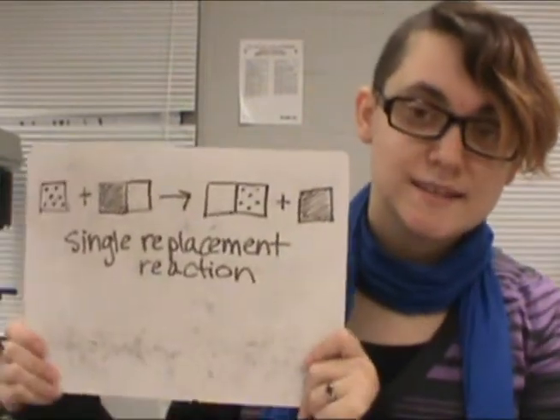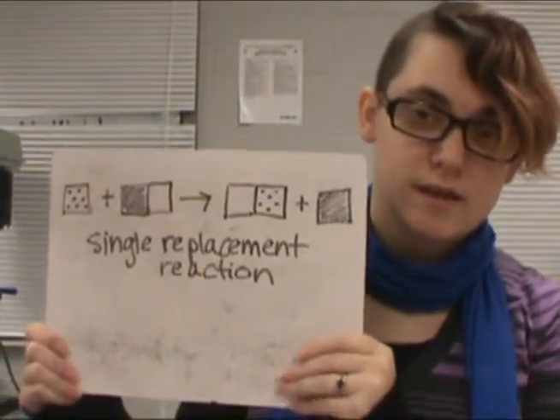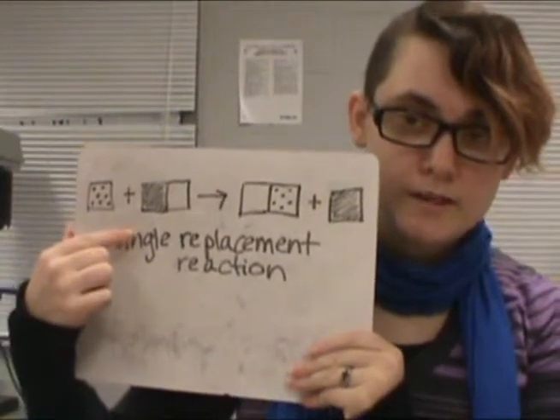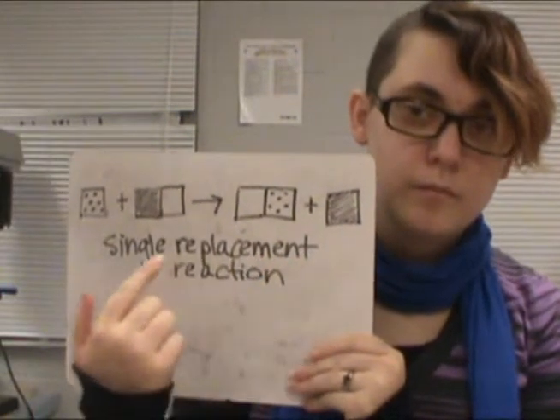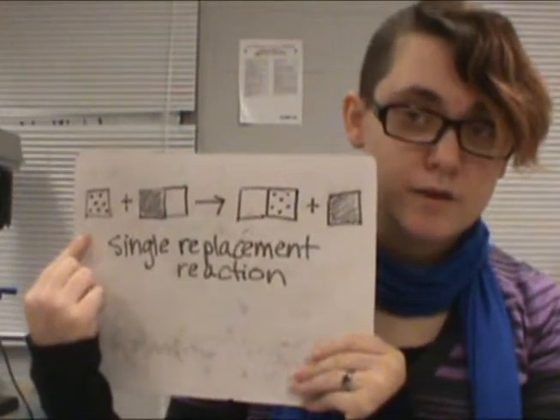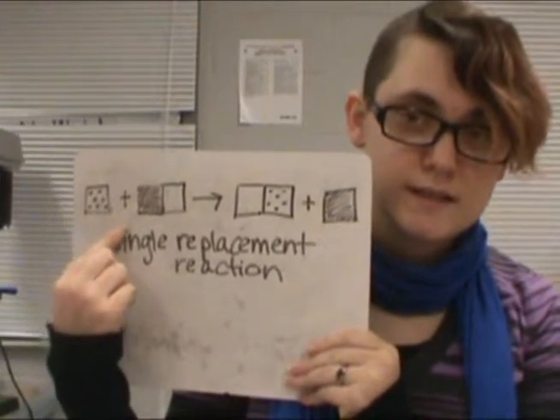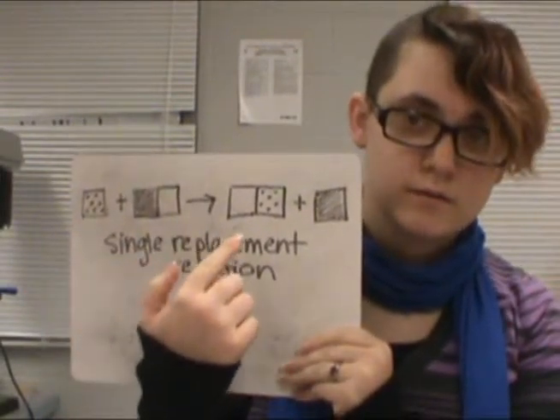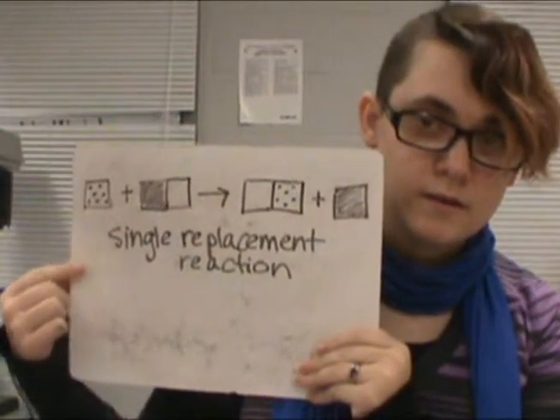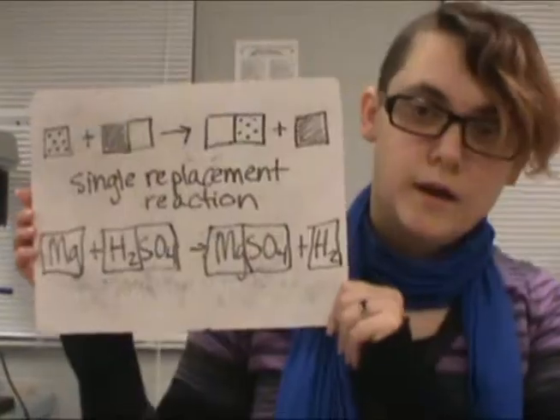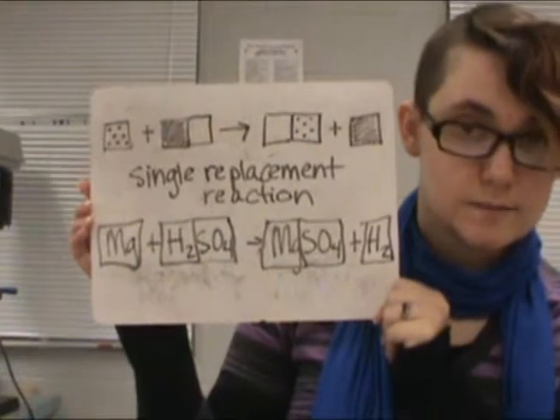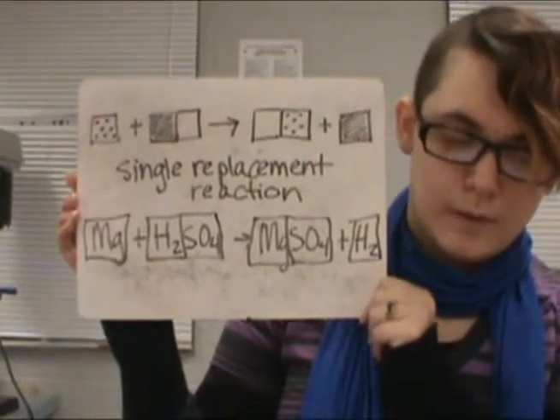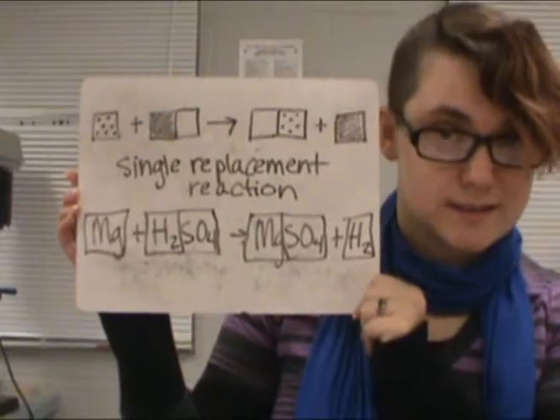Let's talk about types of reactions. In a single replacement reaction, you will see a single element plus a compound yields a compound plus a single element. But you'll see the single element from the beginning switch places with one of the elements in the compound. See how that works? I'll give you an example. Here we have magnesium plus hydrogen sulfate yields magnesium sulfate plus hydrogen. What happened here is that the magnesium switched places with the hydrogen.